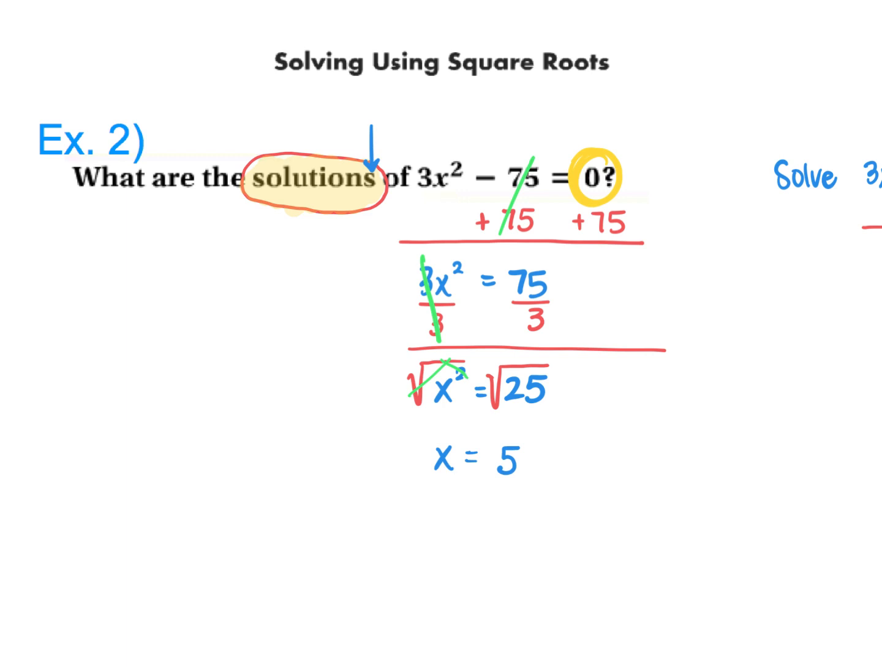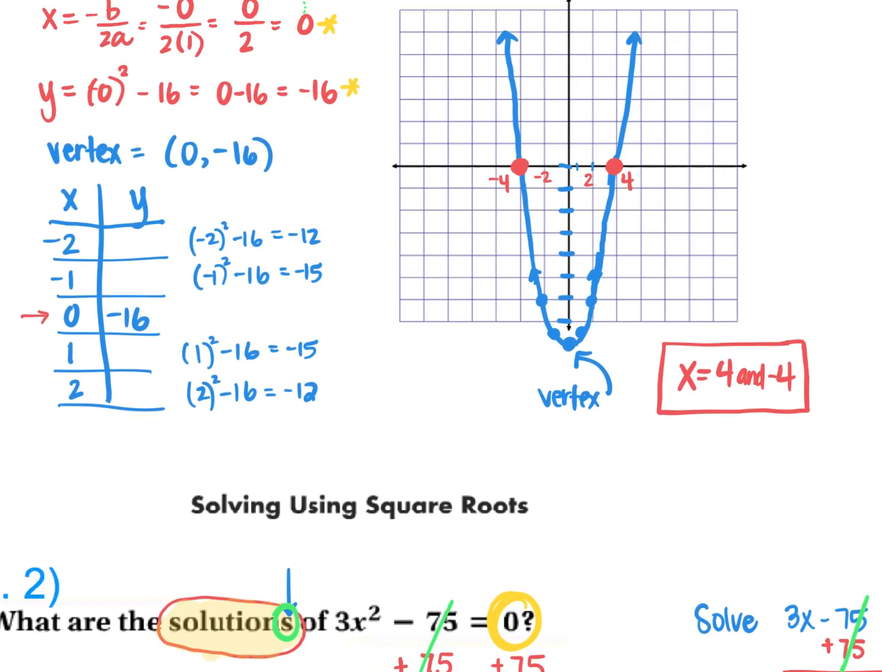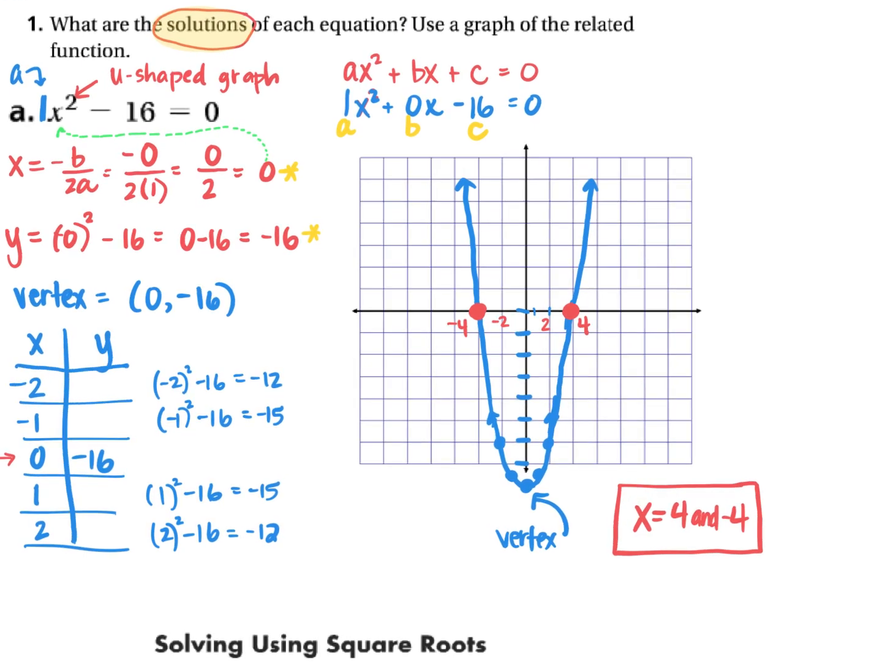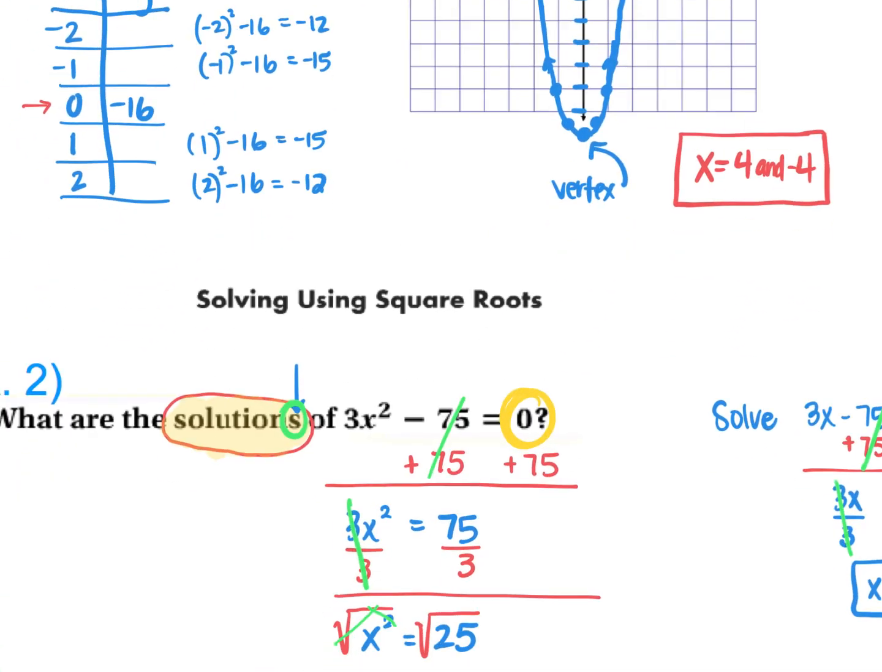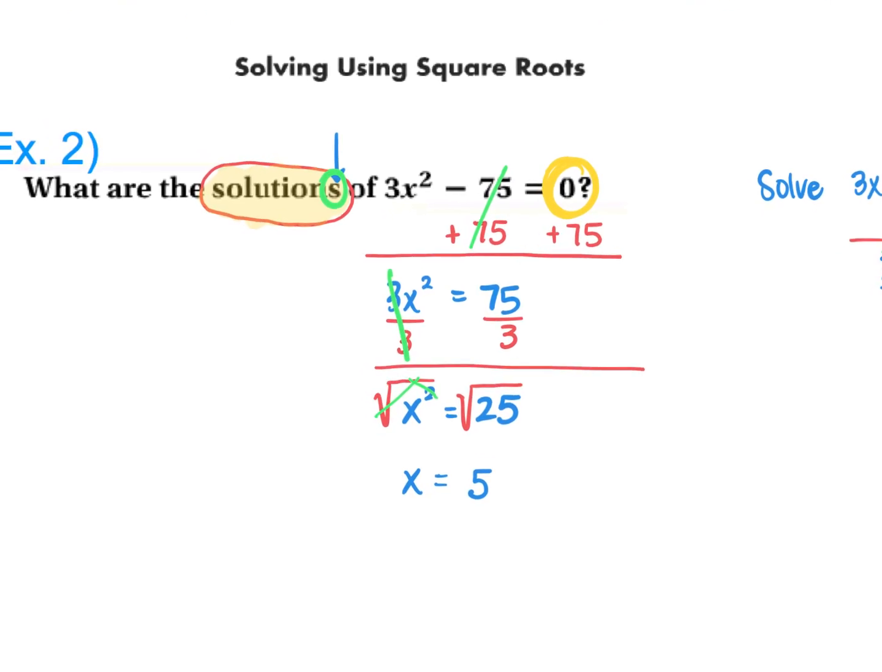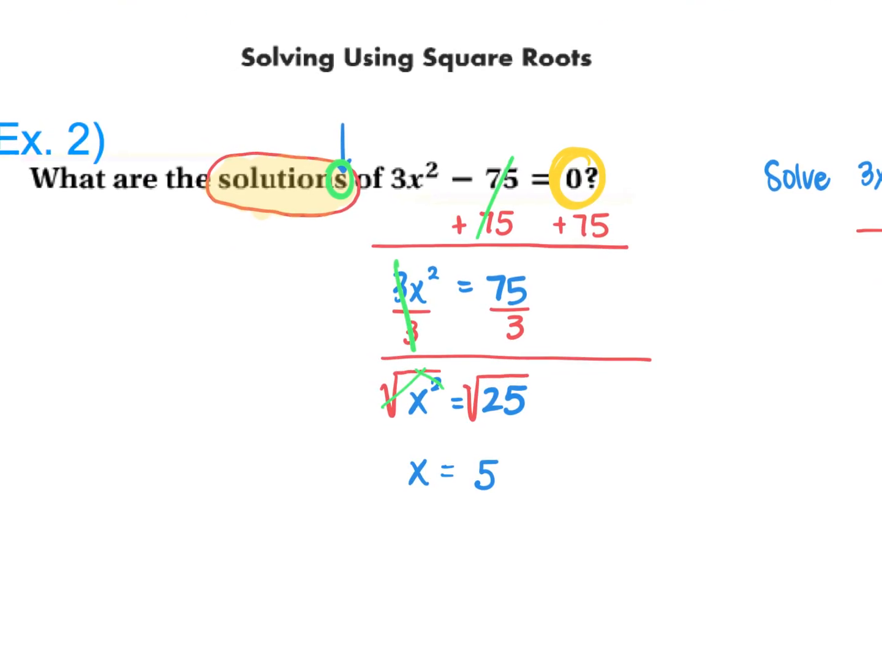However, remember there's an arrow back at the beginning, and it said, what are the solutions? The solutions should be 2 of them. And so just like when we did our parabola, we had 4 and negative 4. They are the solutions. In this way also, there are 2. The other solution is negative 5.